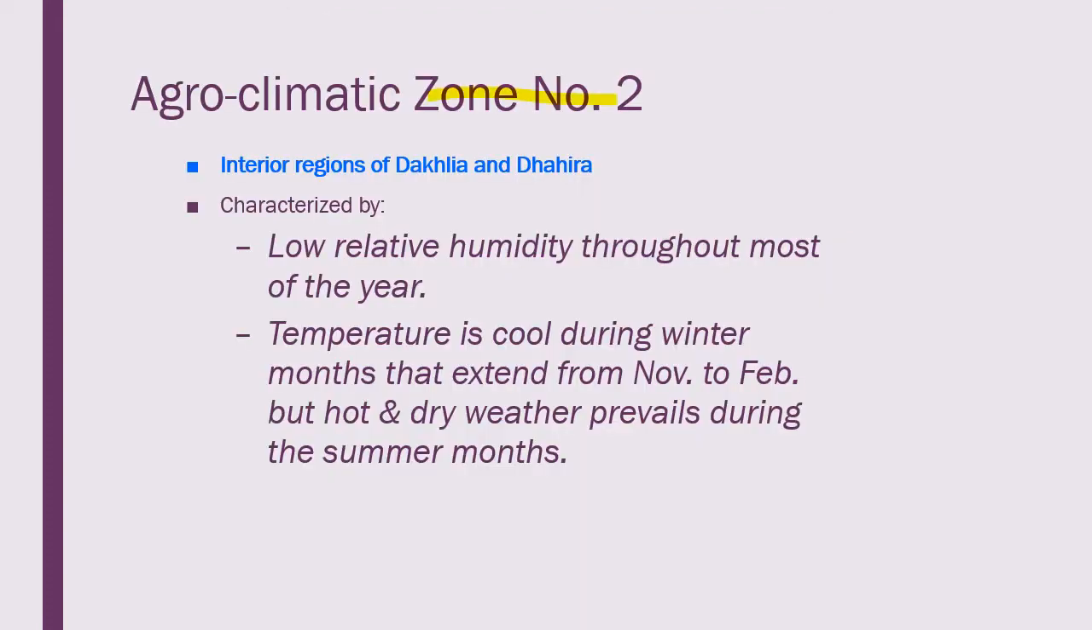The other climatic zone, number 2, is Dakhliya and Dhahira. This is basically the interior. The only difference between this one and that one is the humidity. So relative humidity here is lower than the coastal areas. Temperature is cooler during the winter and very hot during the summer compared to the coastal areas. But the rainfall is about the same, about 100 millimeters. So usually the difference is in temperature. Temperature variation is really huge between summer and winter in these two regions, Dakhliya and Dhahira. But humidity is lower, of course, because they are far away from the sea.